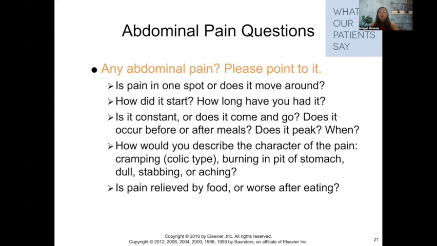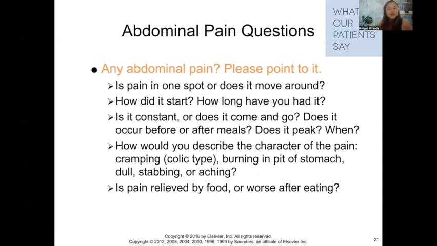When did it start? How long have you had it? Does it come and go? This is really important. Is it constant versus intermittent? Does it occur during certain times of the day? Is it after you've eaten a large fatty meal, or is it even before, or maybe during? How would you describe this pain?